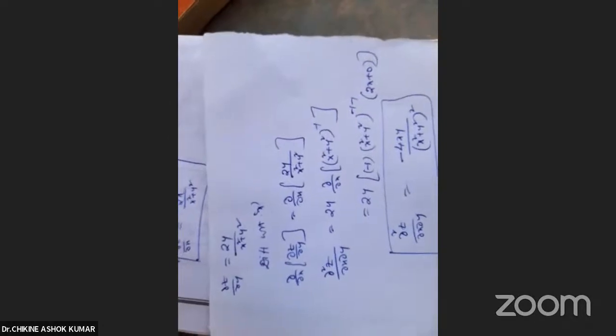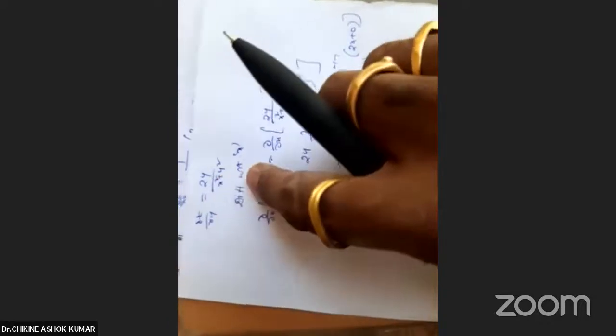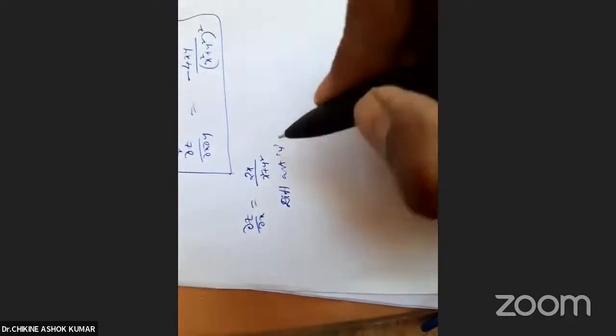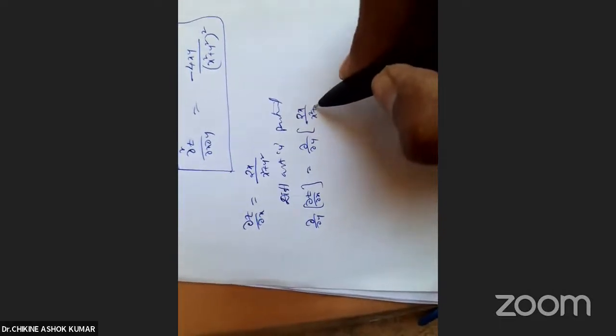Similarly, what about the dou z by dou x value? I already did: dou z by dou x is 2x by x square plus y square. For this quantity, I'm going to take partial differentiation with respect to y. Previously, I first took differentiation with respect to y, then with respect to x, so I got dou square z by dou x dou y. Now again, first I am taking with respect to x, and for this equation differentiating with respect to y partially, we get dou by dou y of dou z by dou x equal to dou by dou y of 2x by x square plus y square.